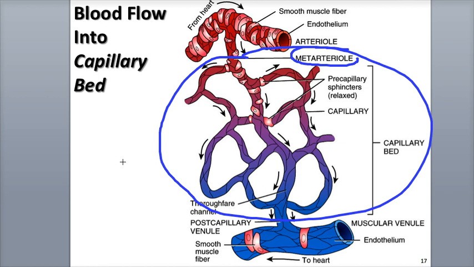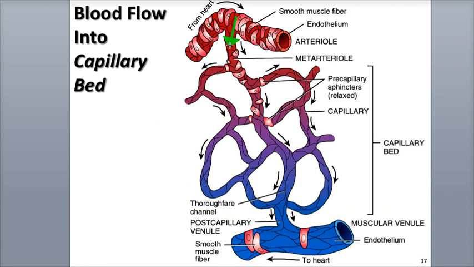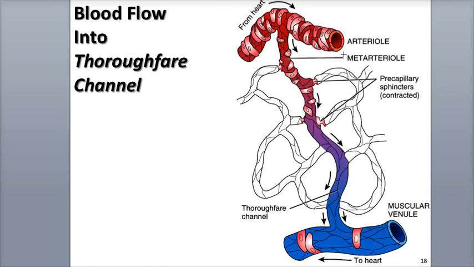The path of blood flow in a capillary bed is as follows. Blood flows out of an arteriole, specifically a meta-arteriole, and into the capillaries, and then into a venule, specifically a post-capillary venule. The pre-capillary sphincters, located between the arterioles, specifically the meta-arterioles, and the capillary, regulate the blood flow into the capillary bed. When the sphincters are relaxed, as shown here in the diagram, they open to allow blood to flow into the capillaries. When they contract, they close or partially close to slow down or stop blood flow into the capillaries.